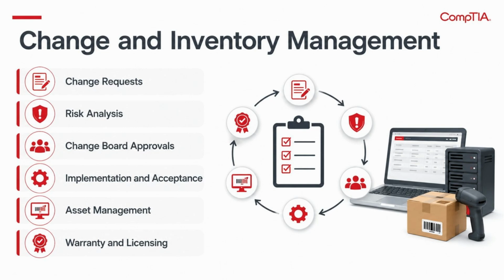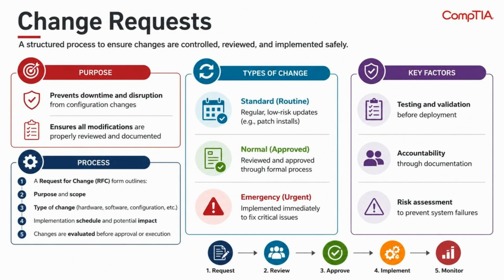Here's what this lesson covers: change requests, risk analysis, change board approvals, implementation and acceptance, asset management, and warranty and licensing. A change request prevents downtime and disruption from configuration changes, ensuring all modifications are properly reviewed and documented. The process centers on a request for change, or RFC, form outlining the purpose and scope, the type of change, and the implementation schedule and potential impact, evaluated before approval or execution.